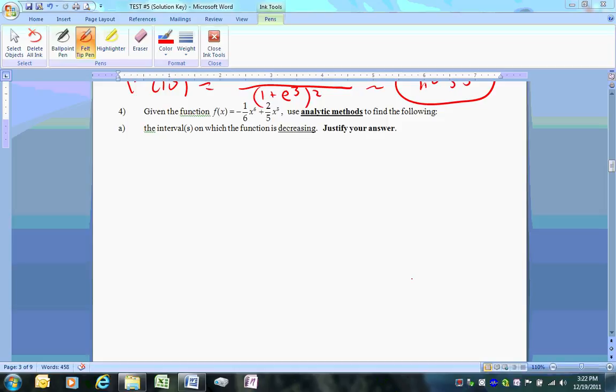Okay, now we're doing number 4. You might want to get comfortable because this one will take a while. The first part is asking you to find intervals in which a function is decreasing.